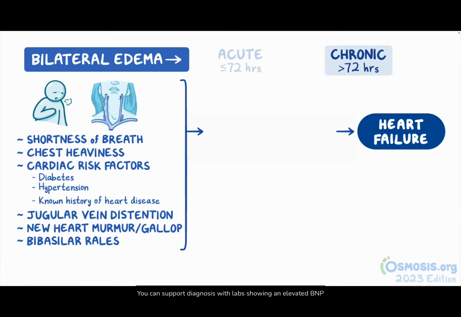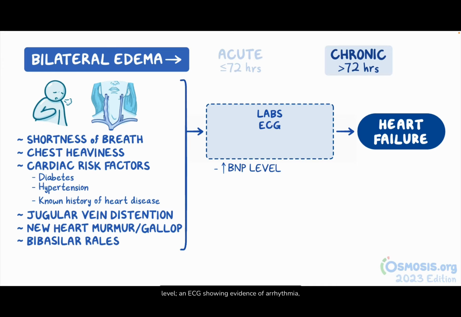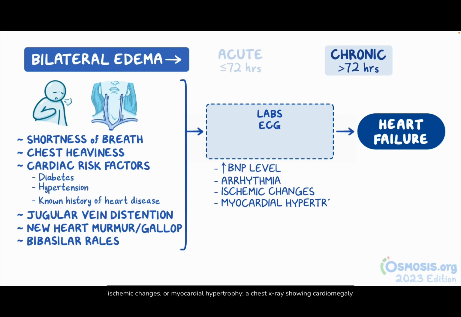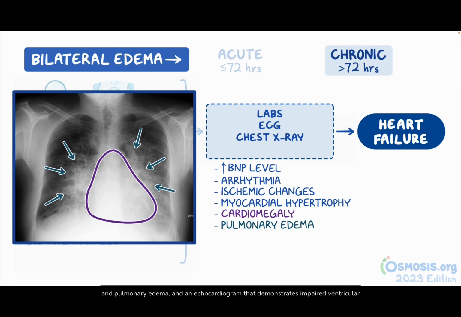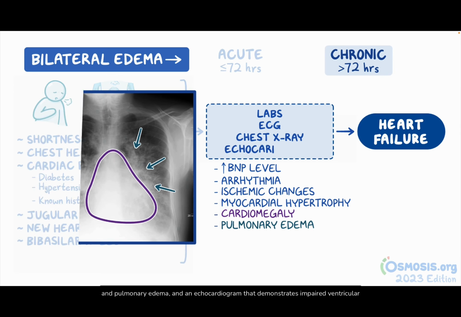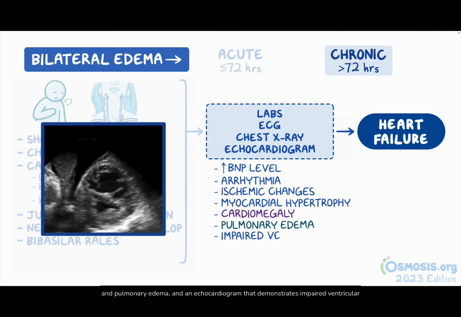You can support diagnosis with labs showing an elevated BNP level, an ECG showing evidence of arrhythmia, ischemic changes, or myocardial hypertrophy, a chest X-ray showing cardiomegaly and pulmonary edema, and an echocardiogram that demonstrates impaired ventricular function.